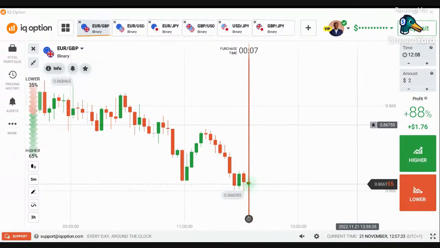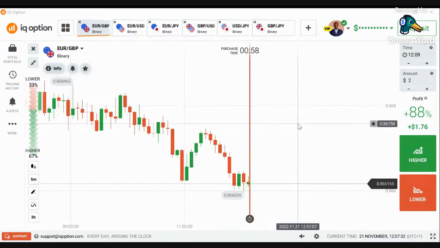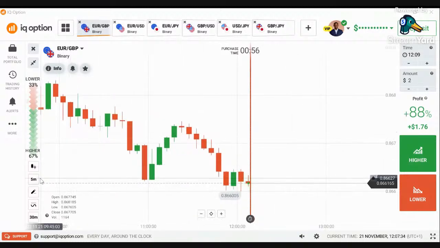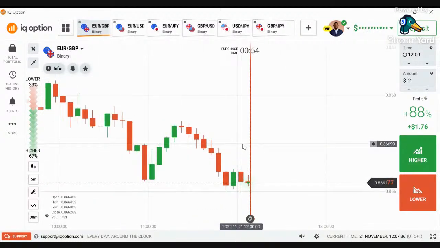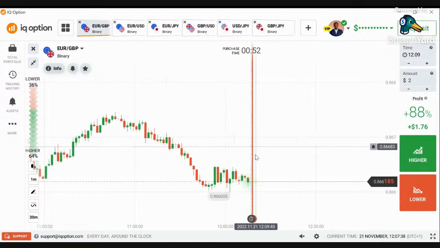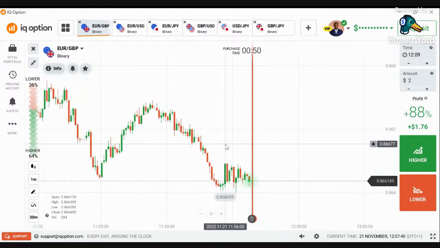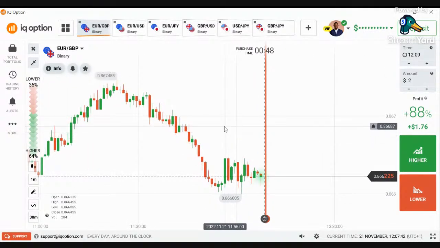If the bodies have gone below the low here, you will see that the market will just keep on selling forever. All right, so that's what I mean by lower low, lower high movement. You want to be sure that the bodies of the previous candle close below the low. That's when you can continue selling.